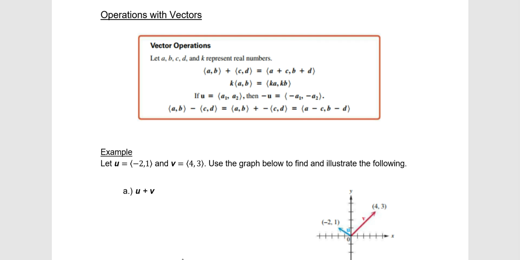Now we're going to do some more operations with vectors. This little table shows us all the important things. If we are adding two vectors together, we add their first components for the new first component, and we add their second components for the new second component. If we're doing scalar multiplication, we multiply each component by that scalar. If we have u with components a1, a2, and we negate it, that just means we negate both components. For the last one, if we're subtracting two vectors, AB minus CD, that's the same as subtracting the first components and subtracting the second components. Pretty simple operations.